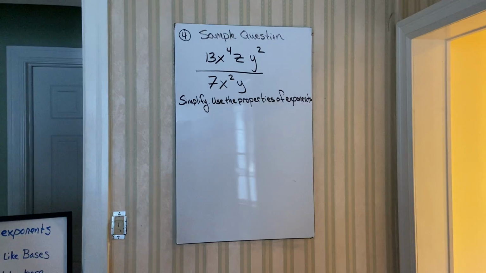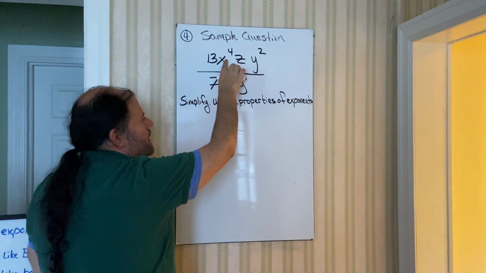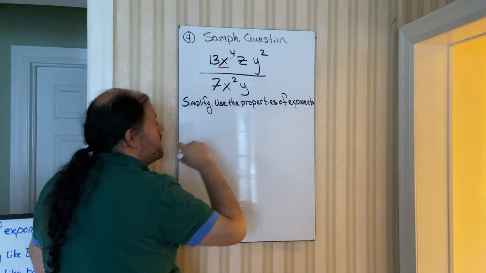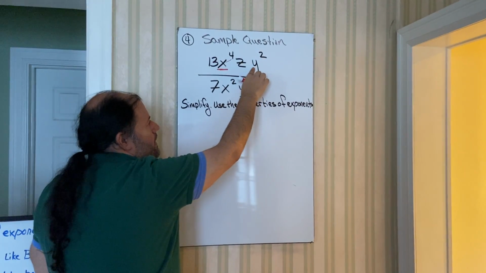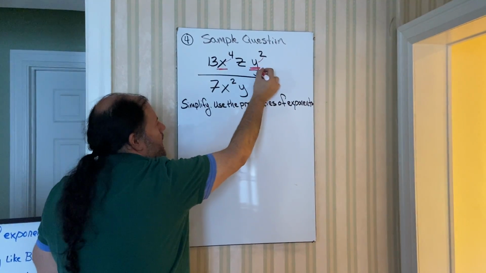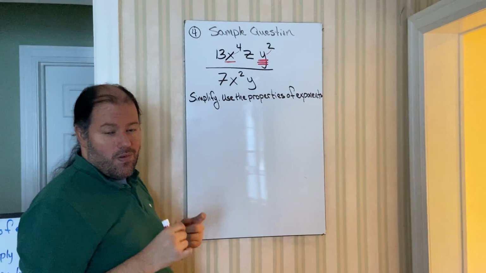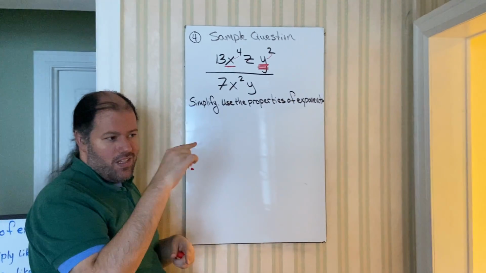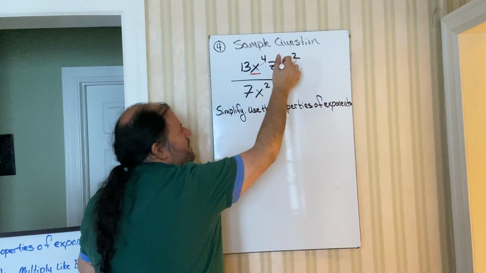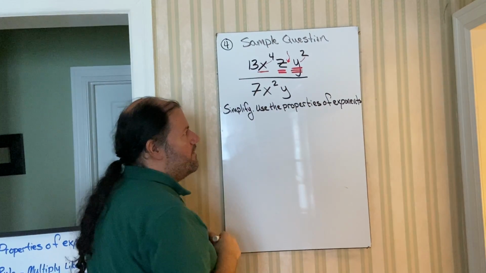So let's start by saying this 4 can only apply to the one item directly in front of it. So we have a base of x. Okay? This 2 only can apply to the one item that's directly in front of it. So then we have a y. But notice this z doesn't have an exponent. Well, remember, any variable has an understood exponent of 1. By me putting this exponent of 1, now you can see we have a base, because this 1 is only applying to the z.